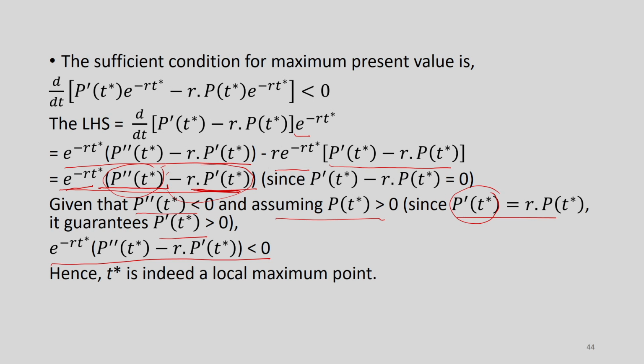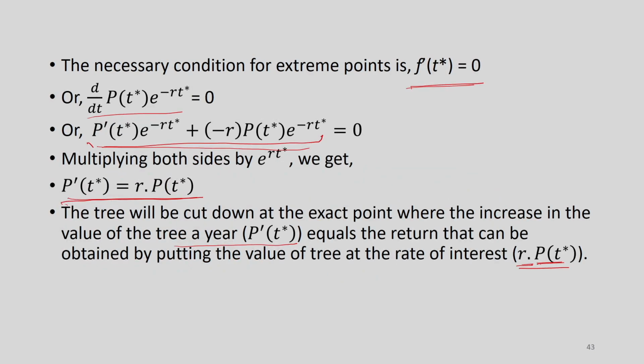All right. So, the sufficient condition, or the second order condition, is actually satisfied at t equal to t star. Therefore, the tree should be cut down, that is our conclusion. The tree should be cut down at the point t equal to t star, at that point of time where this particular condition is satisfied. We have to apply this condition and try to identify the t star. Okay, so this is how this problem is done.